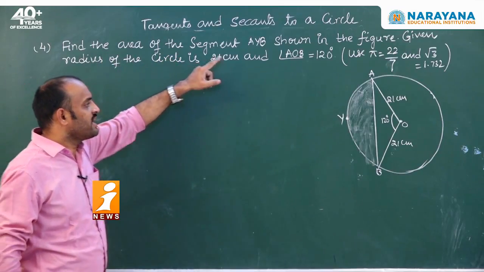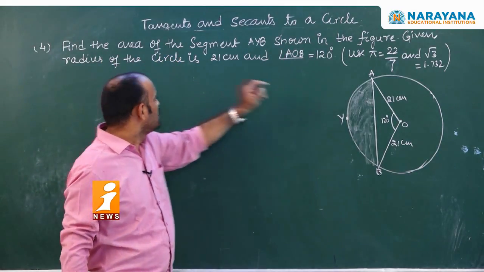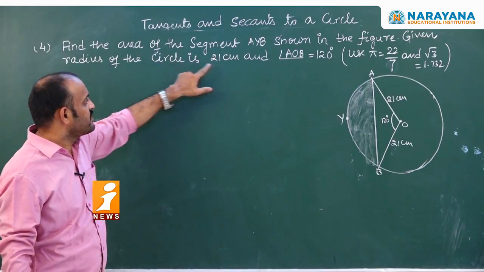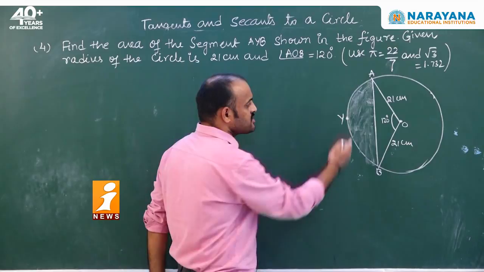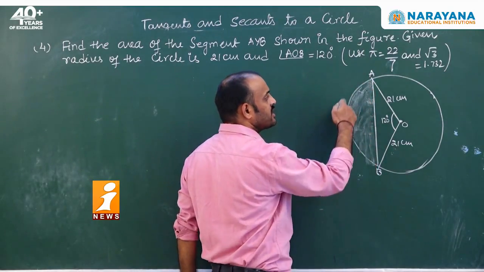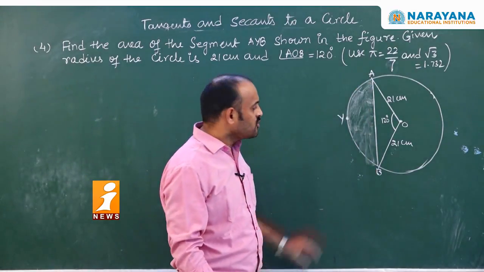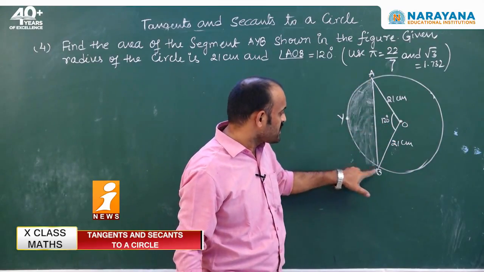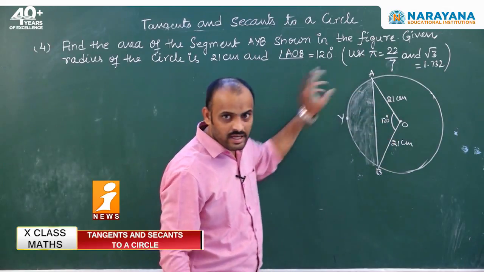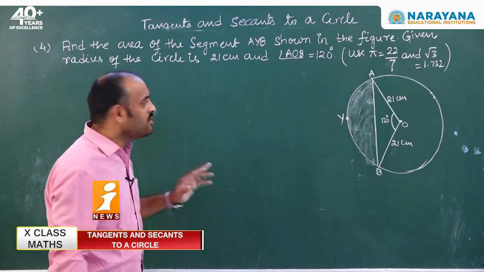Find the area of the segment AYB shown in the figure. Given the radius of the circle is 21 centimeters and angle AOB is 120 degrees. This shaded part, this segment area, they are asking us to find. How to find the area of the segment? Already we know the formula: area of the sector minus area of triangle.